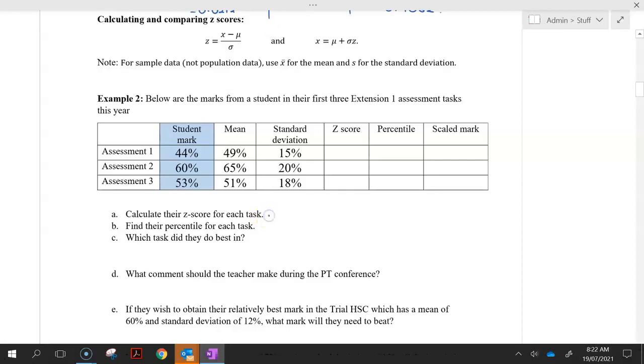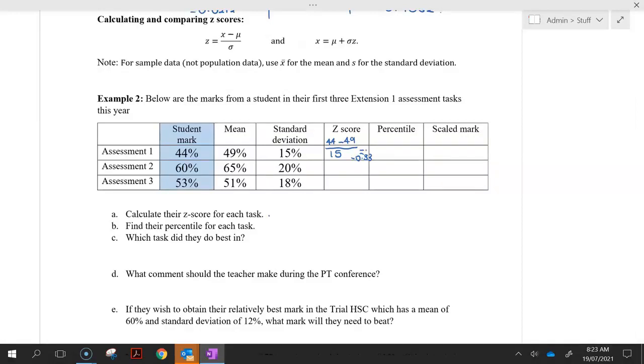So to calculate your z-score for any task, you're going to get your mark, I'll put the first one in here, minus the mean, which is 49 for assessment task 1, divided by the standard deviation. And because they're all in percentages, I don't need to do any converting. Usually with the z-score, we go to 2 decimal places, and I get negative 0.33. So you can see in the first task, they were a little bit below average, but that's fine for extension 1, isn't it? So we'll repeat for the next one.